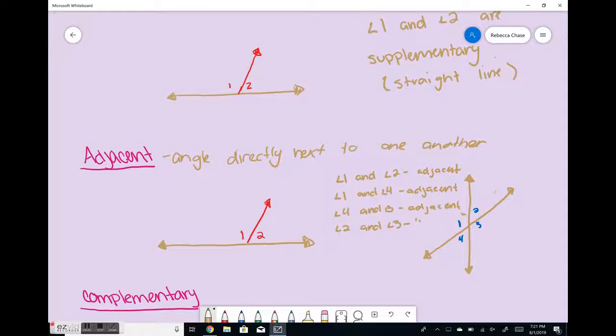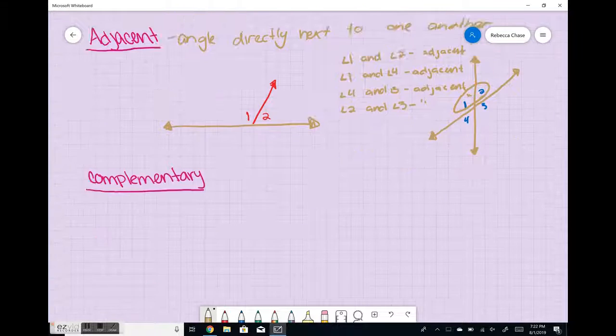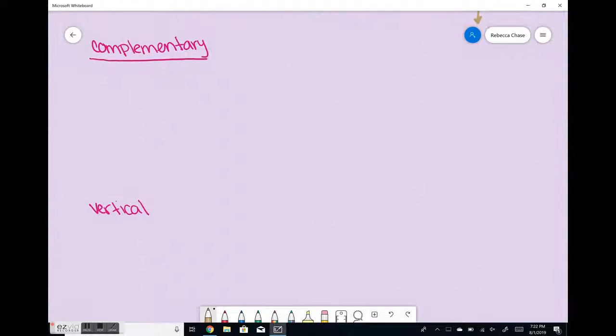But if we look at just angles 1 and 2, not only are they adjacent, but we know that they're going to end up making a straight line, so they're also supplementary. So you will find when you have angles that are supplementary, they are also adjacent, or vice versa.